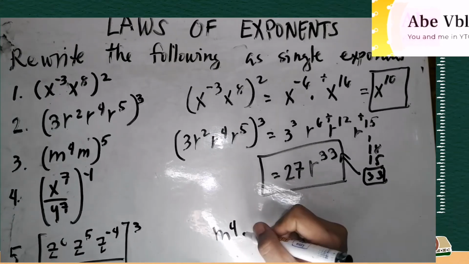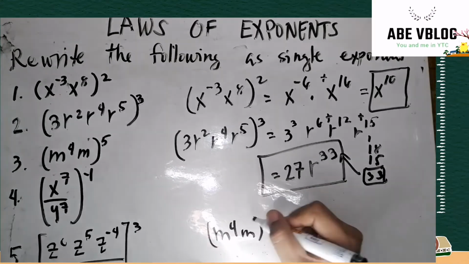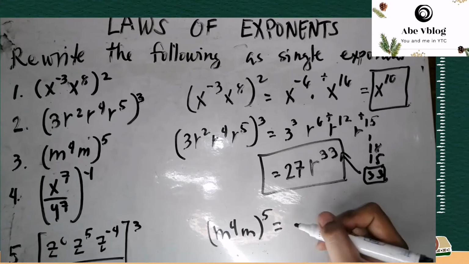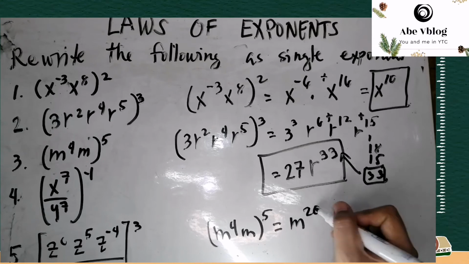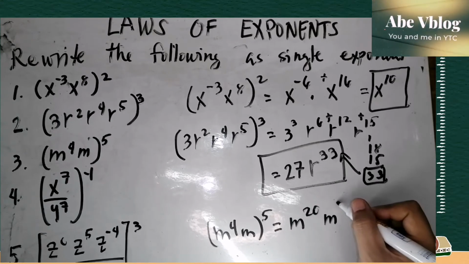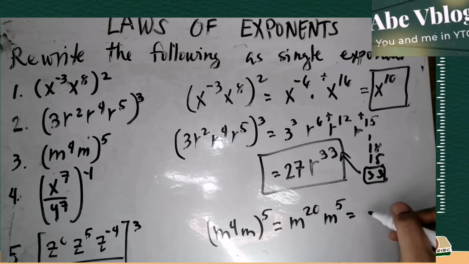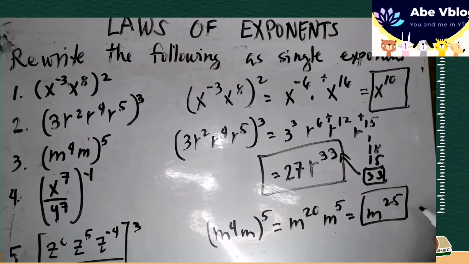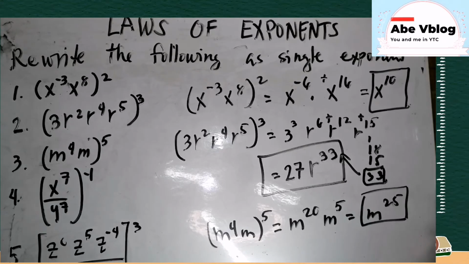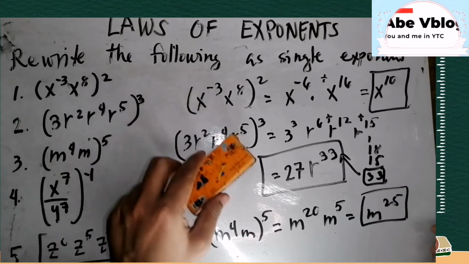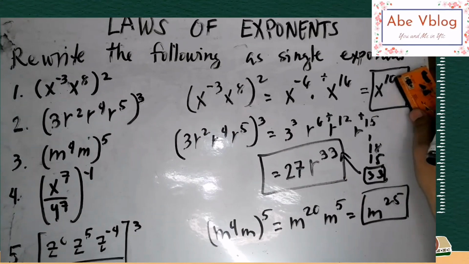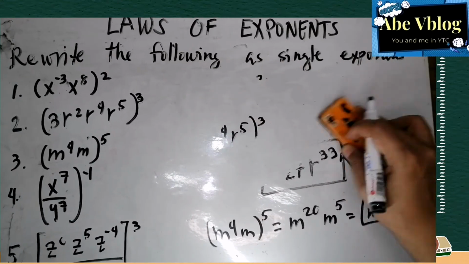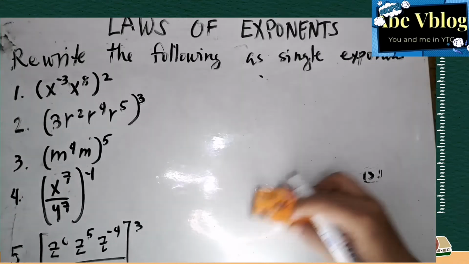Now let's have sample number 3. M to the 4th times M closing up in parentheses to the 5th. So M to the 4 times 5, that's 20. M times 5. So we simply add it, then M is equal to 25. So that's the number 3. Okay. So now, let's go to number 4. So I'll erase this one. So let's have number 4.